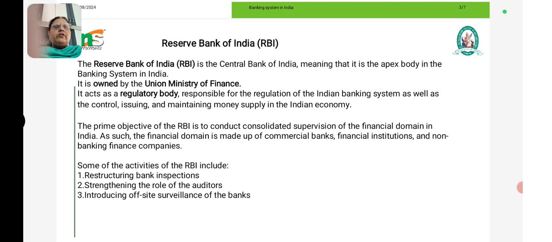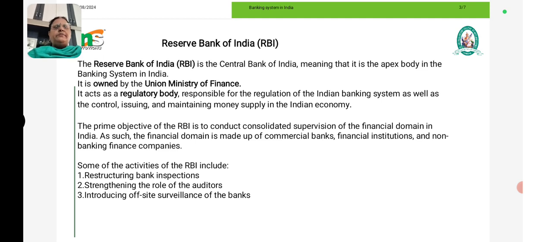The Reserve Bank of India was formed in the year 1935 and it is the Central Bank of India, meaning that it is the apex bank in the banking system in India. It is owned by the Union Ministry of Finance. It acts as a regulatory body responsible for the regulation of the Indian banking system as well as controlling, issuing and maintaining the money supply in the Indian economy.